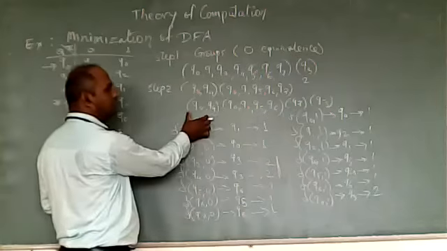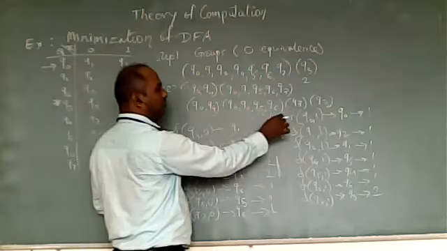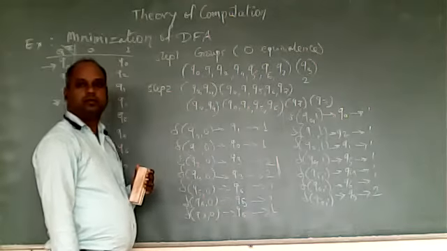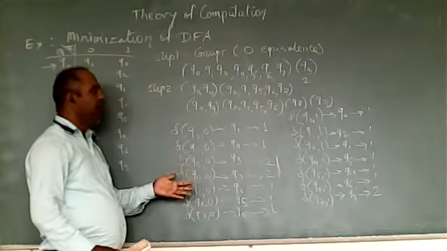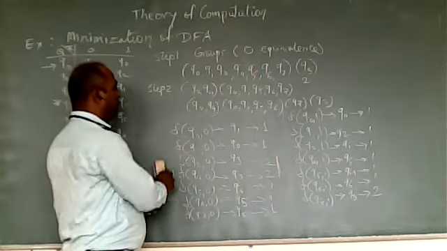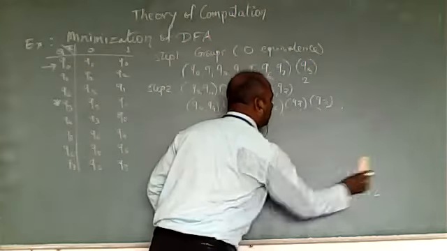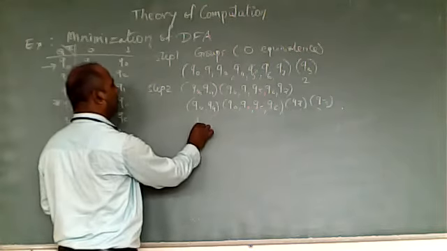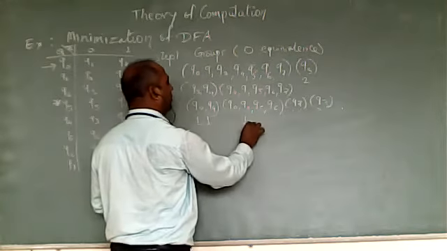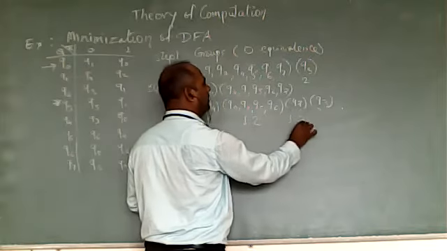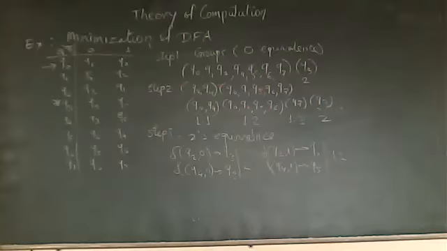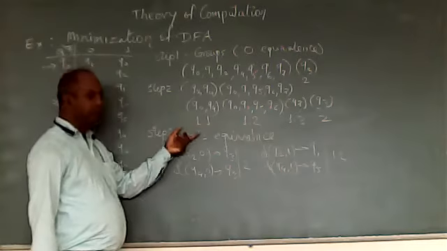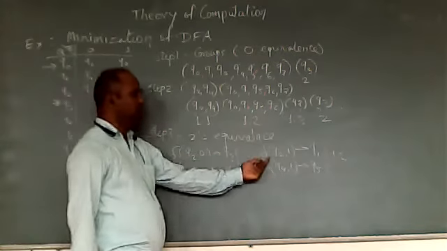With input 0, this group is separated from this whole group, and with input 1, it is divided and goes into the Q7. Get it? So this way we have to proceed again. Now we'll give the numbering to these groups. We'll call this group 1.1, this 1.2, this 1.3, and this group 2.